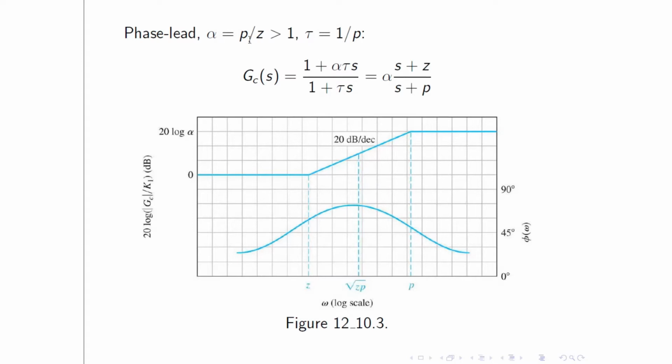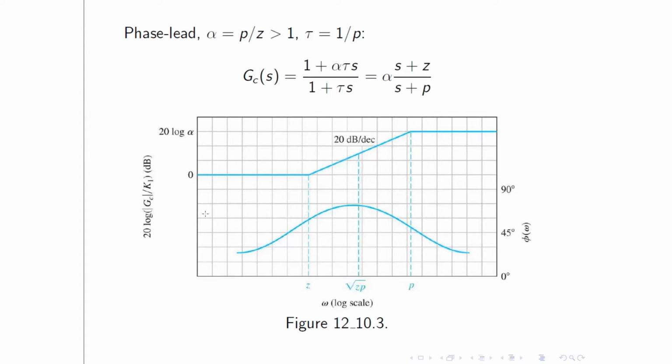Note that alpha is defined as the ratio between the magnitude of the pole and the magnitude of the zero. And since the pole is larger in magnitude than the zero, it means that alpha is larger than 1. This is always true for a phase lead compensator. The time constant of the phase lead compensator, tau, is defined as the reciprocal of the pole. That is why if we write the pole and the zero in the tau s plus 1 form, we only have tau s in the denominator, but we have alpha tau s in the numerator, because the zero is smaller in magnitude than the pole. Therefore, its corresponding time constant is larger by a factor of alpha, because the pole and zero ratio is alpha.